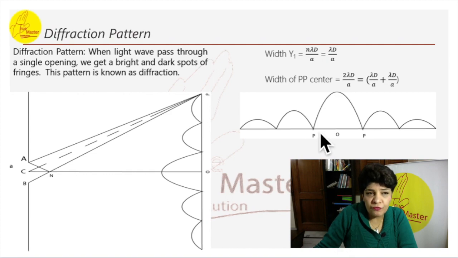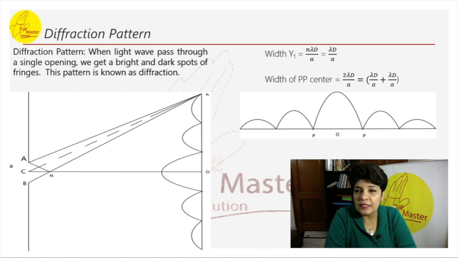So the fringe width in the center, 2 lambda D by a, is twice this. The single fringe width, we are going to derive that, is lambda D by a, and the width at the center, from the center point here and from here, is 2 lambda D by a. So the fringe width formula is lambda D by a. In diffraction, the center fringe is bright and double the width size. So it is 2 lambda D by a.